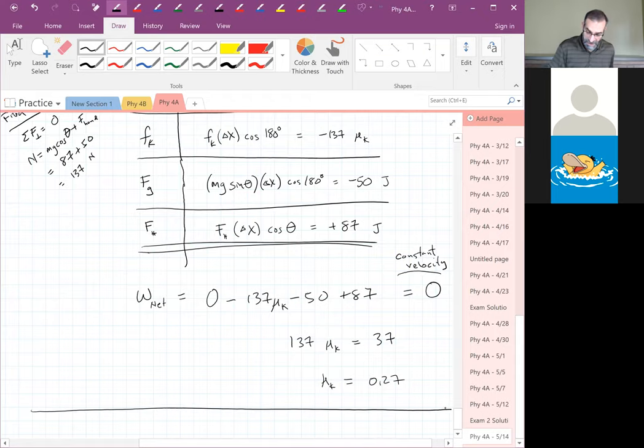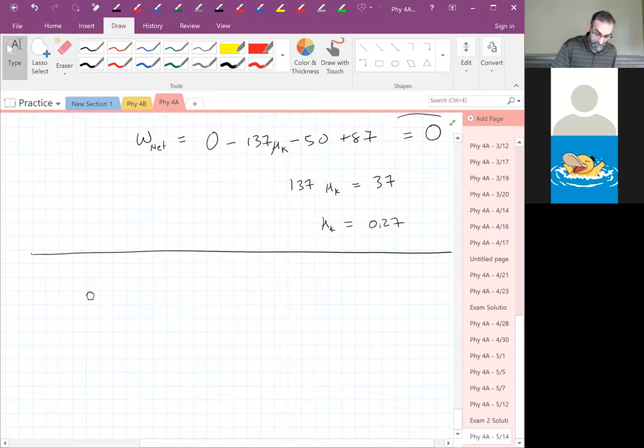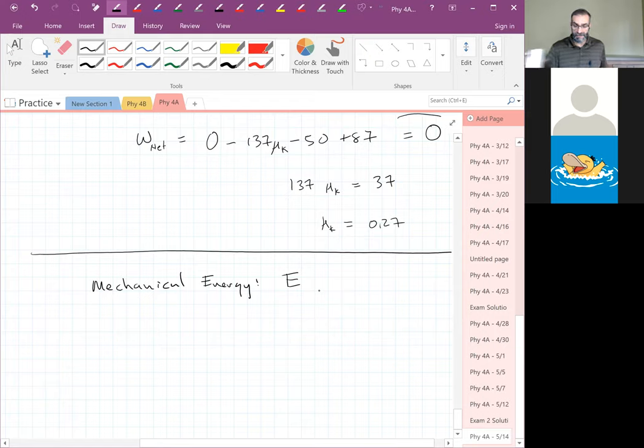Now, let's talk about using an energy approach to solve this problem. Mechanical energy, that's what we were dealing with. E. So what kinds of mechanical energy do we know about right now? Kinetic energy, energy of motion, and two potential energies, gravitational potential energy and spring potential energy or elastic potential energy. So K, U_G, U_spring. And that's it. That's all we know about right now.